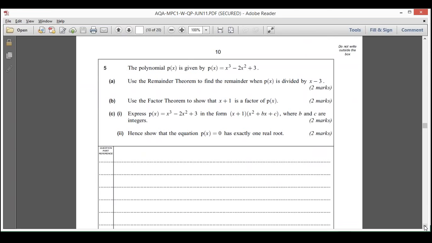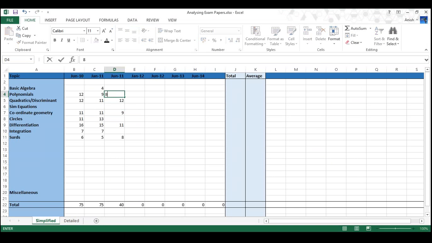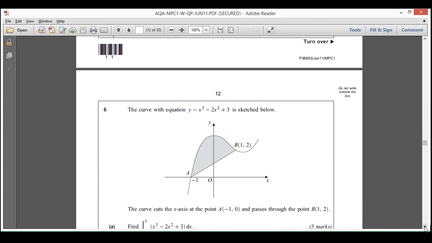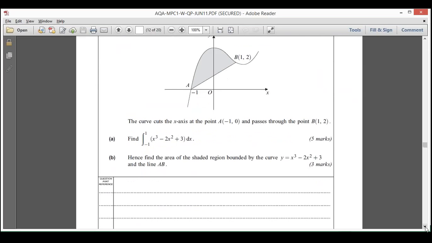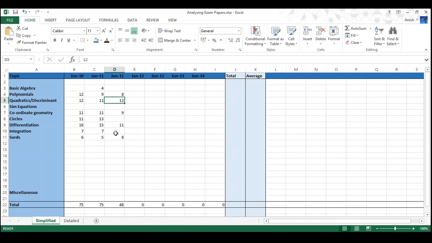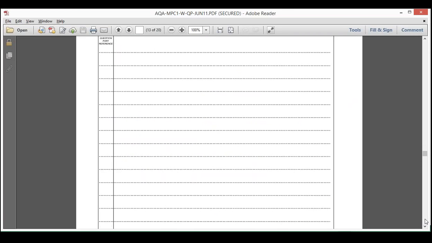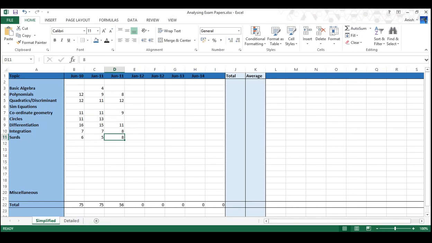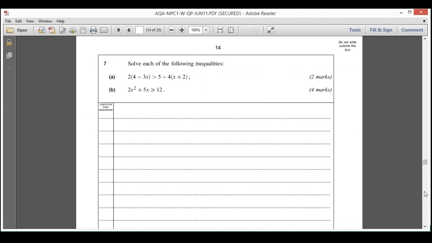Polynomials here, so that's 8. So we've got integration, find the area, so that's 8 marks on integration. Alright, inequalities, 6 marks. I haven't really put a section for inequalities. Probably put it under basic algebra, or I could put it under miscellaneous. When we do the detailed one, we'll have an inequalities section.